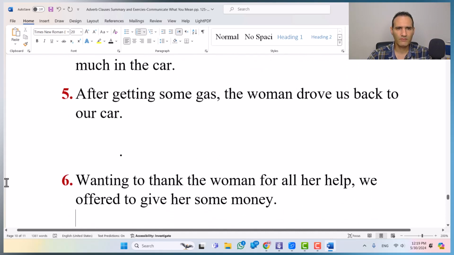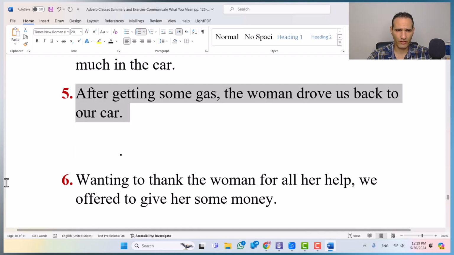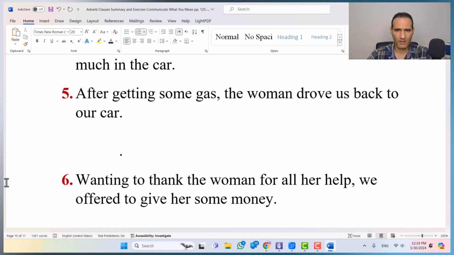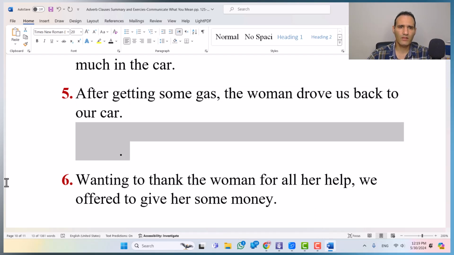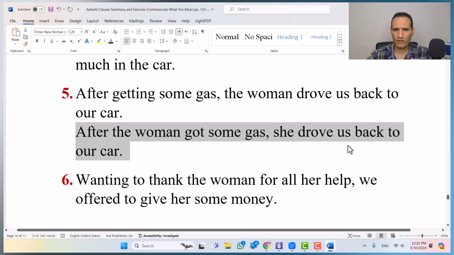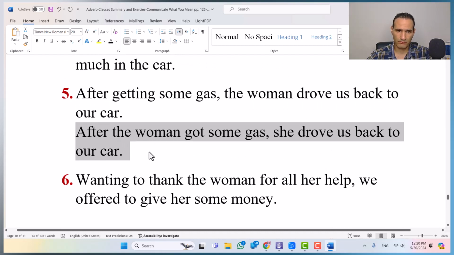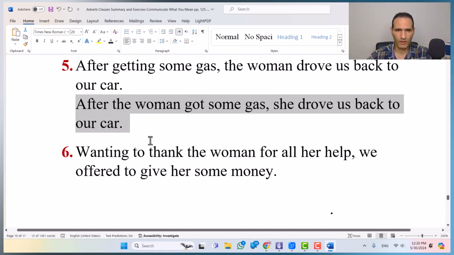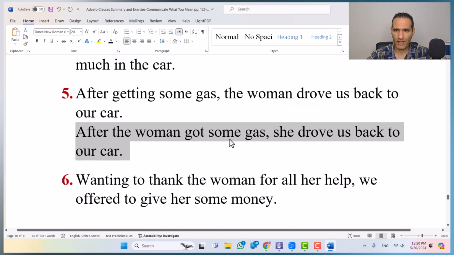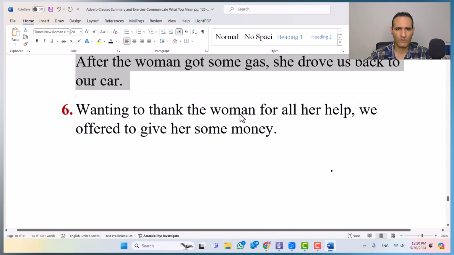Number 5, after getting some gas, the woman drove us back to the car. So the subject must be the woman. After the woman got some gas, the woman or she drove us back to the car. Although we bought the gas, here it says the woman. Anyway, we cannot say after we bought some gas, the woman. If we want, then it will not be reduced. Here it is reduced, so the subject surely is the woman.